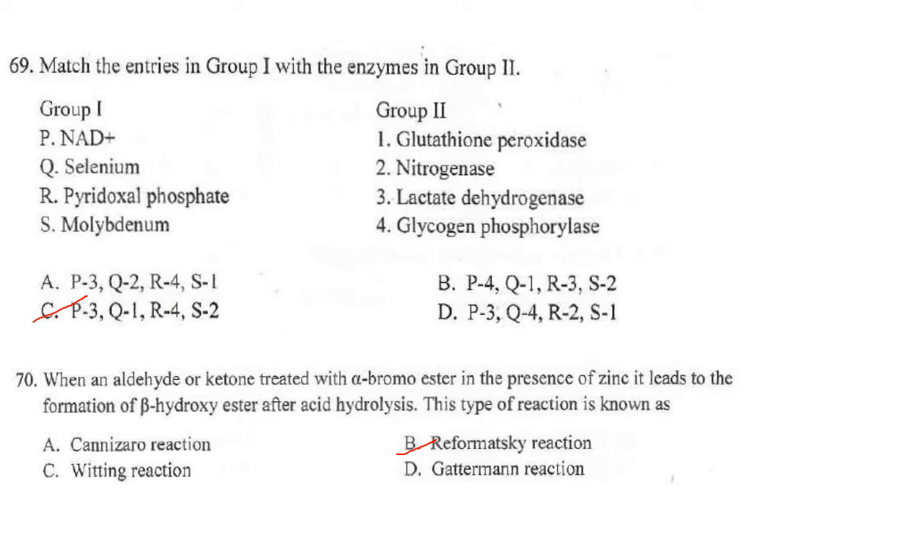Then match the entries in group 1 with enzymes in group 2. So NAD plus is lactate dehydrogenase. So P3. Then selenium is glutathione peroxidase. Pyridoxal phosphate is glycogen phosphorylase and molybdenum is nitrogenase. So the answer is option C, that is P3Q1R4S2.